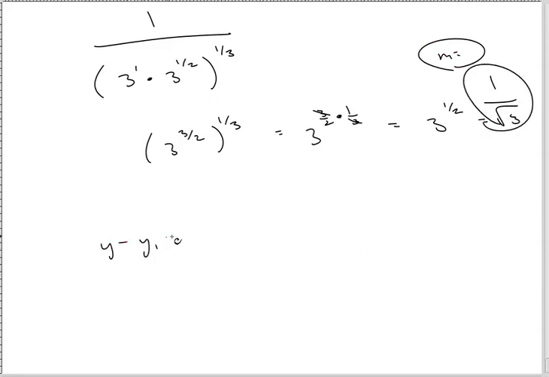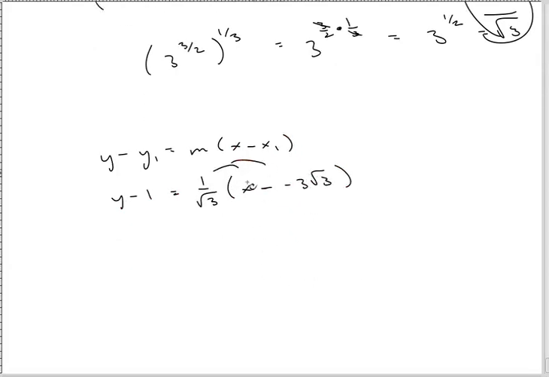y minus y1 is equal to m times x minus x1. So y minus 1 is equal to 1 over the square root of 3 times x minus a negative 3 square root 3. 2 negatives, of course, make a positive, and when I distribute this in, it will be a little bit better. So positive. The square root 3's cancel, leave a regular old 3. Add 1 to both sides.